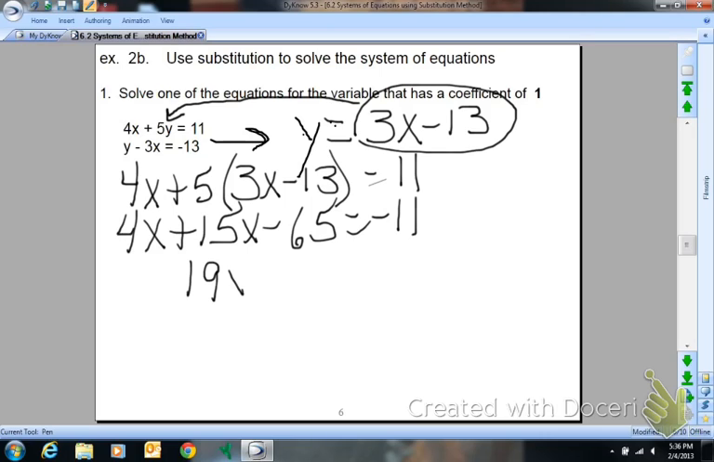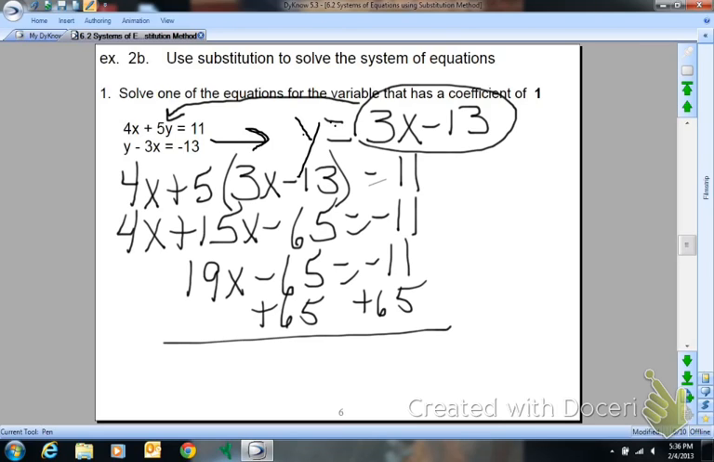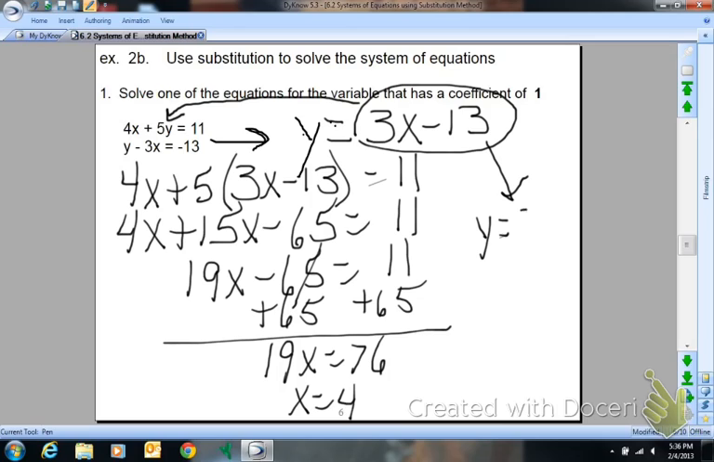Combine like terms, that's 19x minus 65 is equal to 11. Add 65. Well, that should not be a -11. Divide by 19, so x is equal to 4. Now, I'm going to plug it in right here. So y is equal to 3 times 4 minus 13. It's 12 minus 13, which is -1. So my answer is 4, -1.